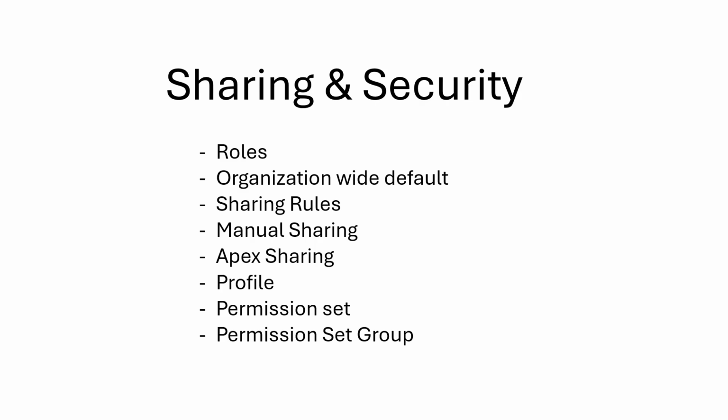That includes roles, OWD, sharing rules, manual sharing, and also Apex sharing. There are only three parameters in Apex sharing. You need to cover those three parameters as well: profile, permission set, and permission set group. And there is one more thing that you need to add, which is muting permission sets. Right? How do you use them?